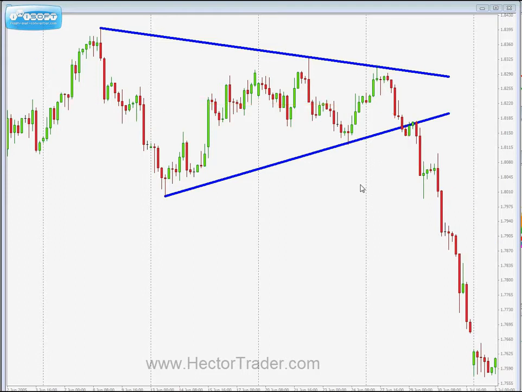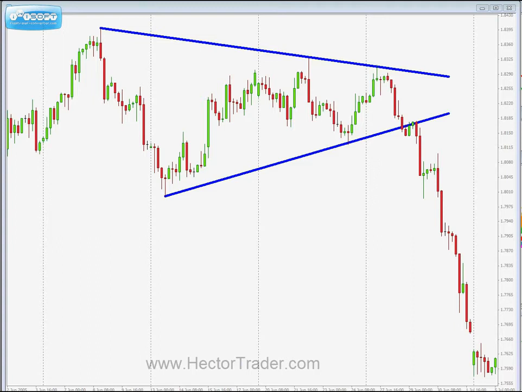All right, the way I personally try triangles is the conservative way. There are two ways of possibly trading a triangle, or actually any type of breakout. I'm going to show you both. I'm going to show both ways to you, and well, you can decide whichever you think suits your trading personality better. All right. First of all, let me show you the aggressive way.